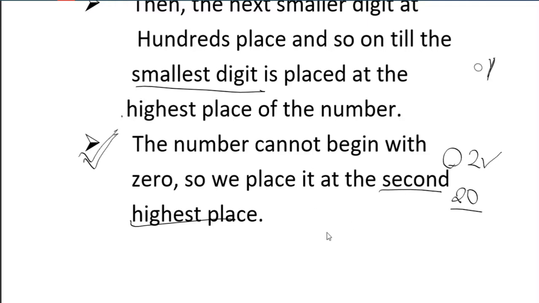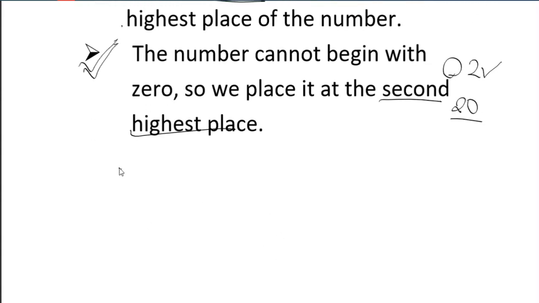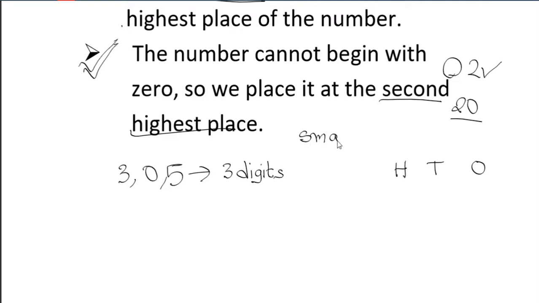Okay children. For example, I'm taking 3 digits: 3, 0 and 5. These 3 numbers are there. So how many digits? 3 digits. This is a 3 digit number. So how many places? 3 places: ones, tens and hundreds. What are we creating here? We are creating the smallest number.